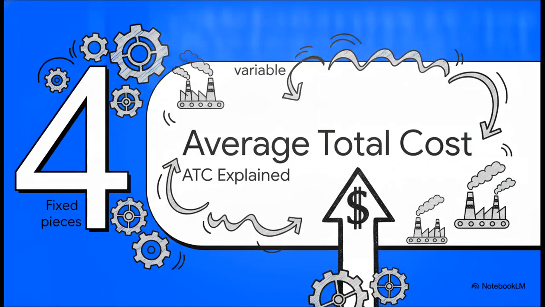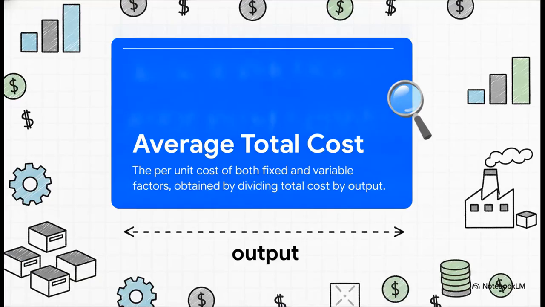Which brings us to Section 4, average total cost. So we have our fixed pieces and we have our variable pieces. Now it's time to mash them together. Average cost, AC, or average total cost, ATC, and those mean the exact same thing by the way, is the per unit cost of both combined factors. You find it by simply dividing total cost by output.